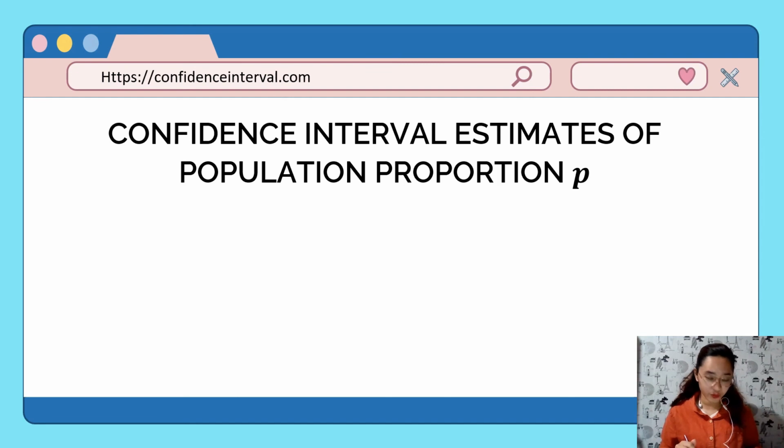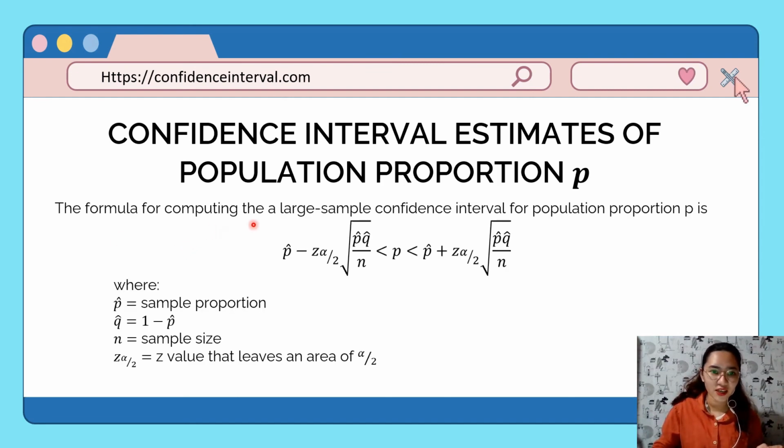estimate ng population proportion. The formula for computing a large sample confidence interval for population proportion is this. Na kung saan, itong symbol po na to is our population proportion. Itong notation po na to is our sample proportion. And this Q hat is 1 minus P hat. And this N, of course, is our sample size. At ito naman pong Z alpha over 2 is, again, our Z value that gives an area of alpha over 2 or our confidence coefficient. Hindi na po tayo magkakaroon ng discussion about this, pero pinakita ko na lang din sa inyo for future reference.